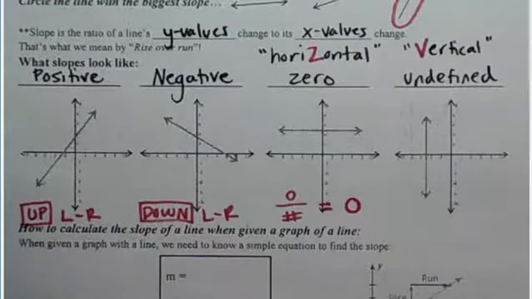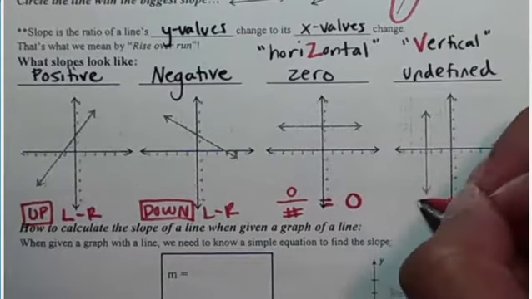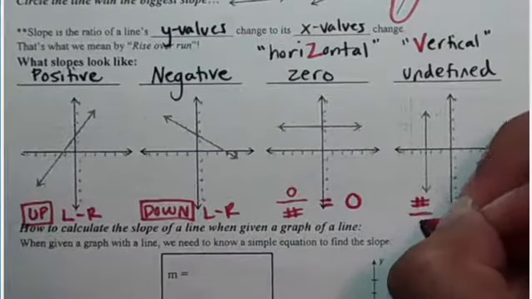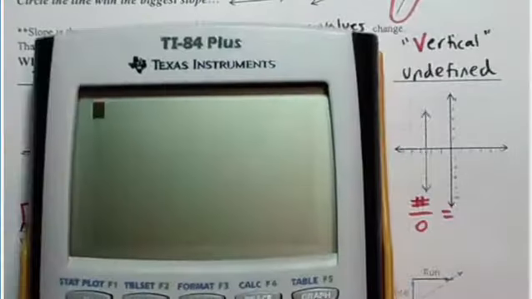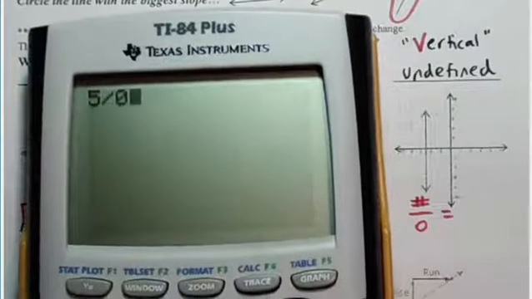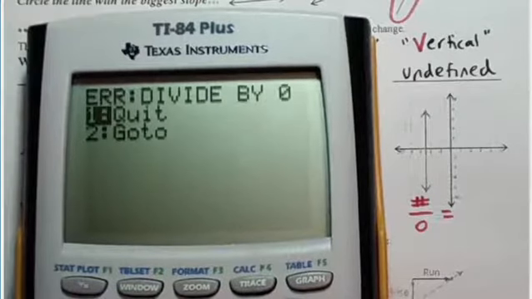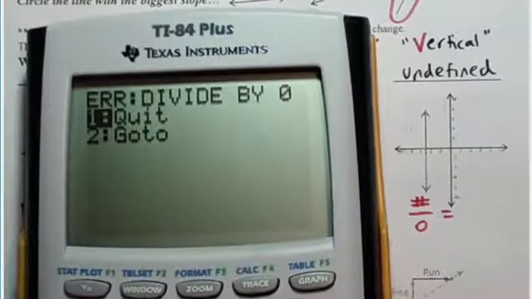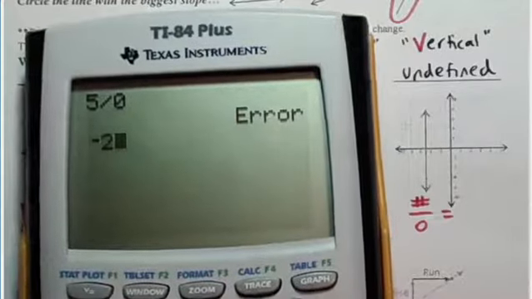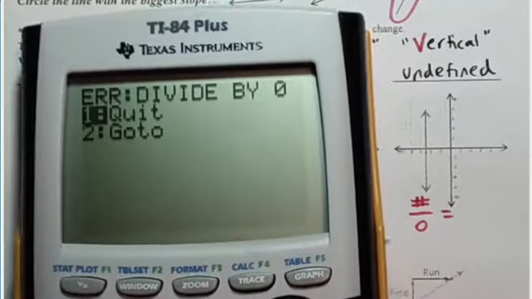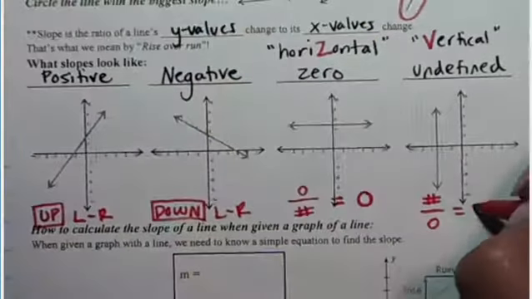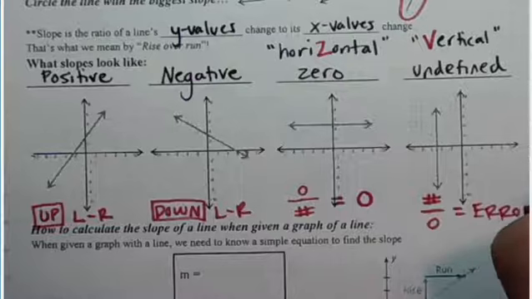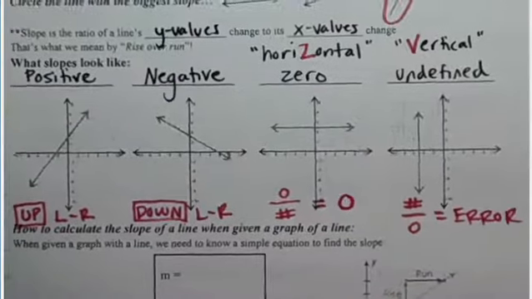Now a slope, the ratio for this slope looks like this, where it's the number over 0. Okay, now can you ever divide anything by 0? Let's see. So my calculator, if I do 5 over 0, what's it going to say? It's going to say error, cannot divide by 0, and that works for any number. -2 over 0, it's going to say error. So whenever it comes to that as an error, you know it's an undefined slope. I cannot divide by 0.